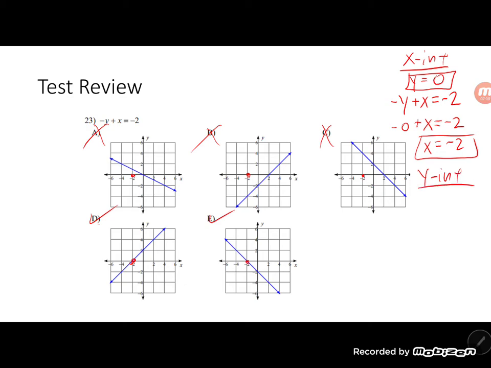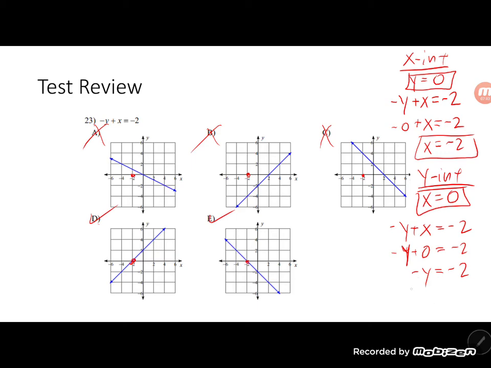So we'll find our y-intercept. We will now have x set equal to 0. Remember, the y-intercept has x set equal to 0. We'll write our equation, and now we're going to make that substitution for x equals 0. So 0 is equal to negative y plus 0. I can simplify this because negative y plus 0 is just going to be negative y, which equals negative 2.